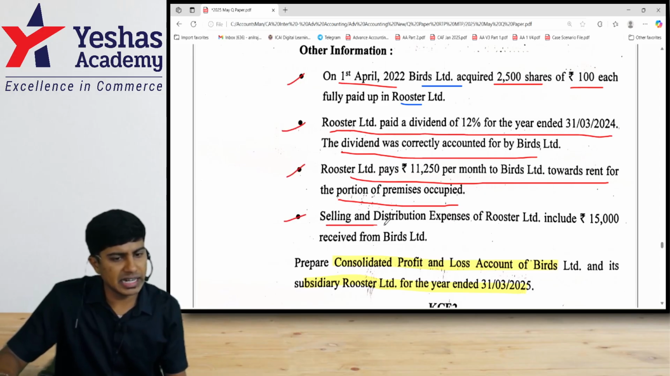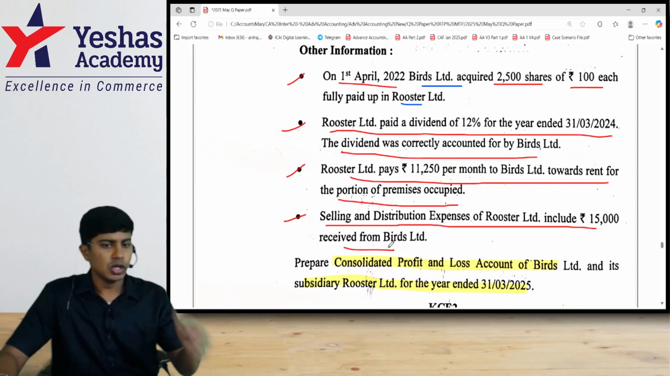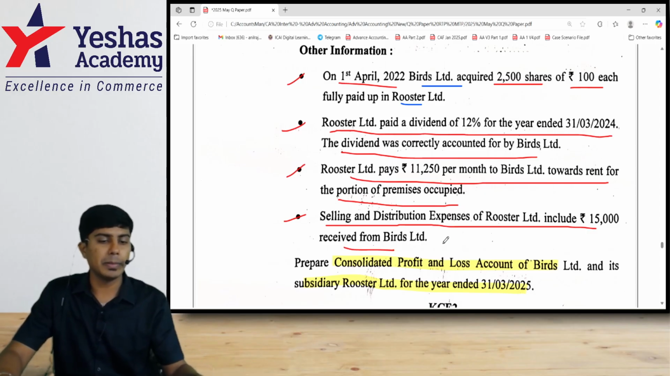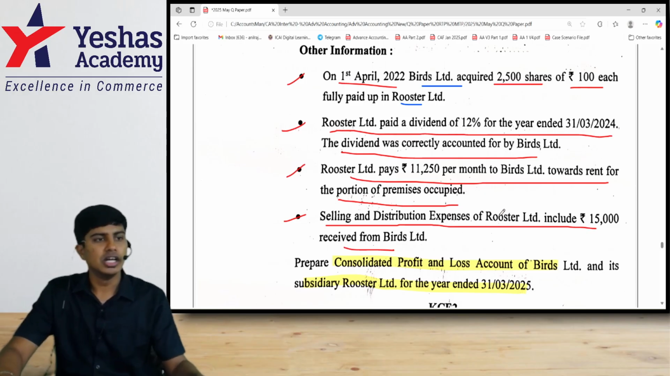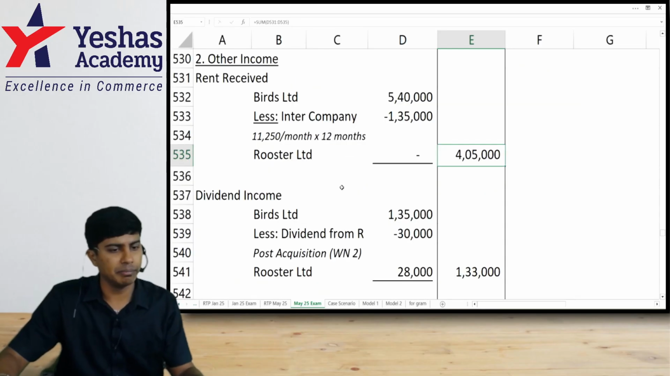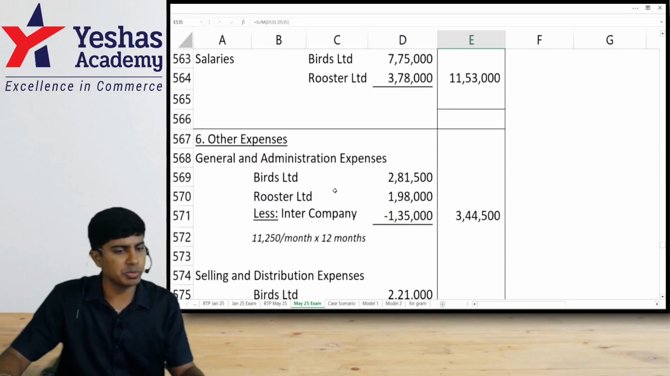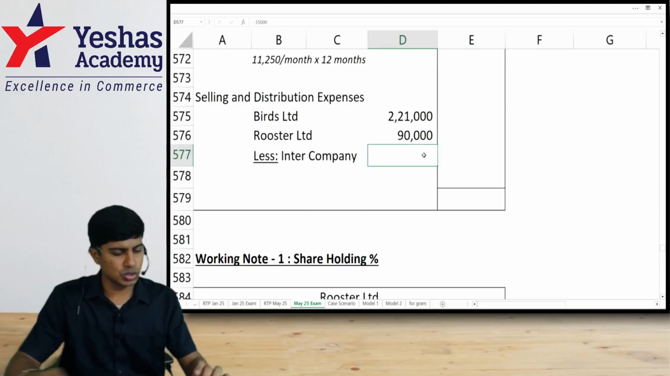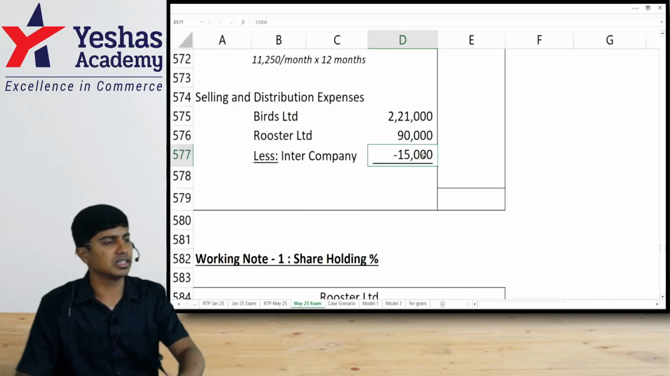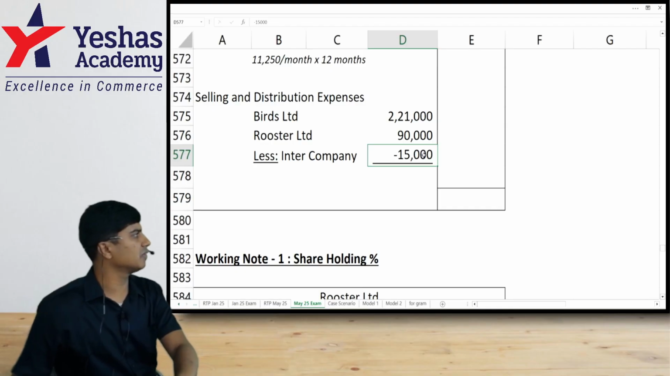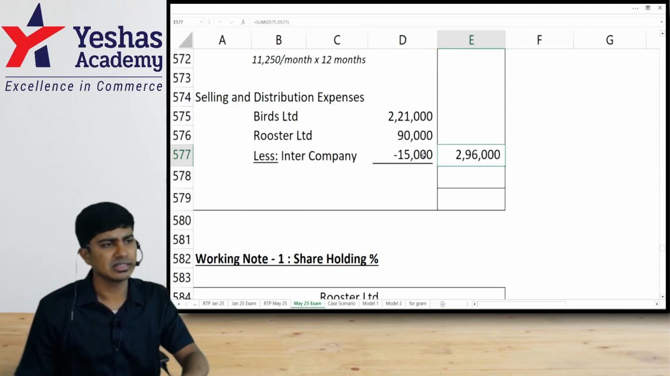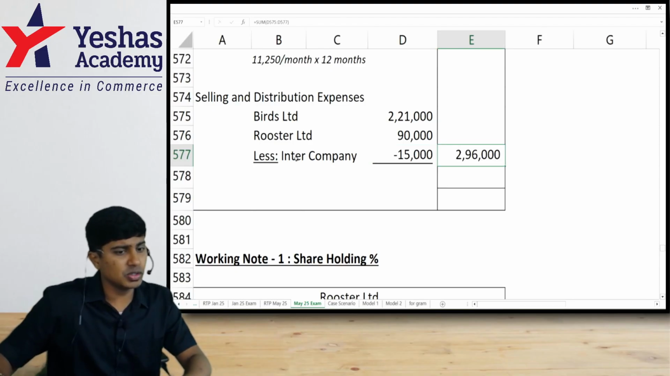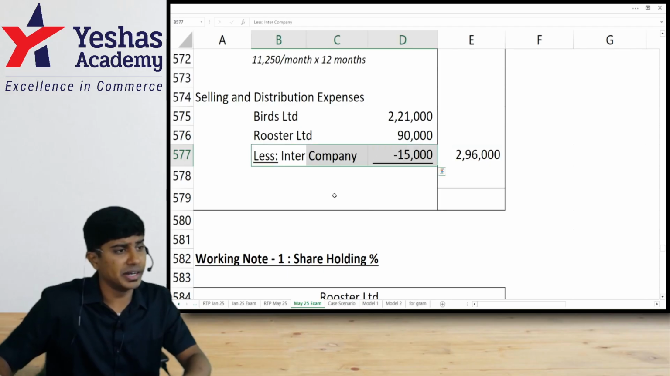Last one. Selling and distribution expenses of Rooster include 15,000 received from Birds. Whose income should I eliminate? No. Selling and distribution expense of Rooster. Yeah. Rooster's expense, Birds income. Come to expense, selling and distribution expense in other expenses. In Rooster, I will eliminate 15,000. How much is that now? 221 plus 90, 311. 311 minus 15, 296. Am I right? This 15,000 will be deducted from income of Birds.